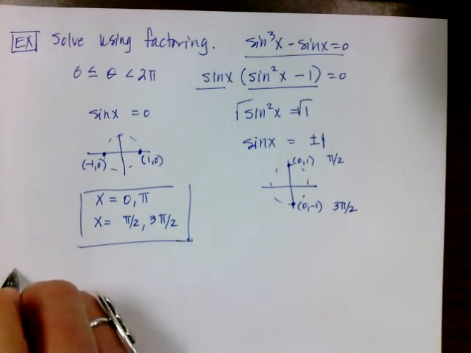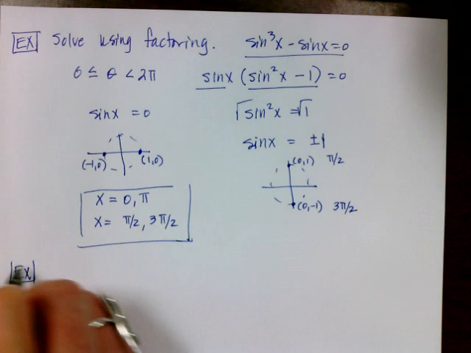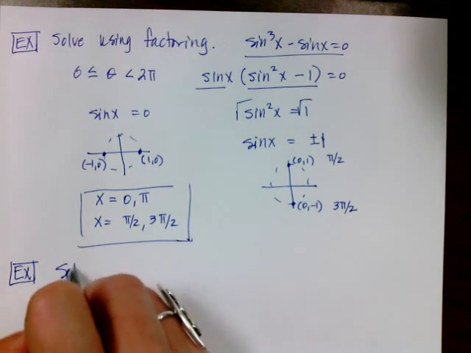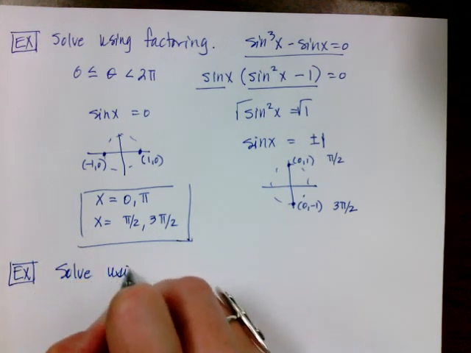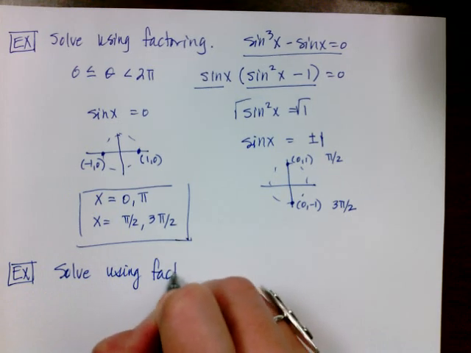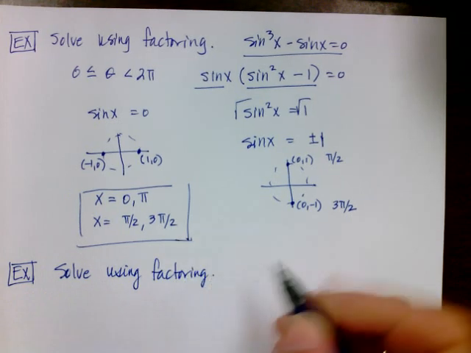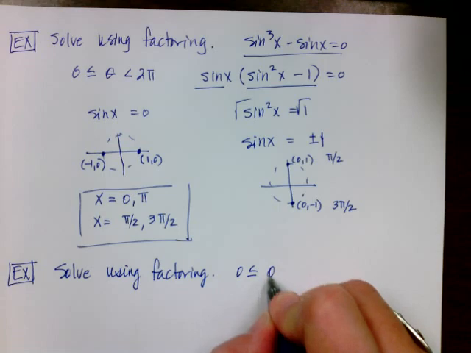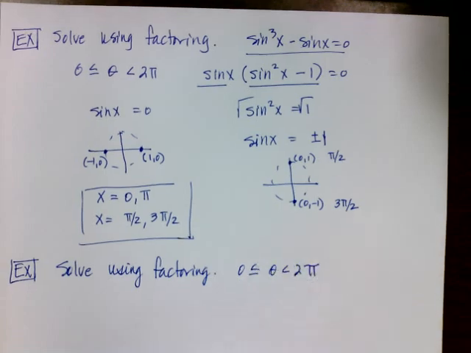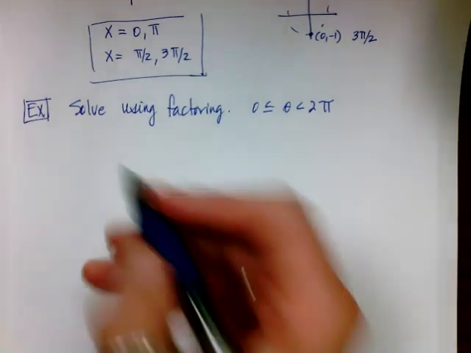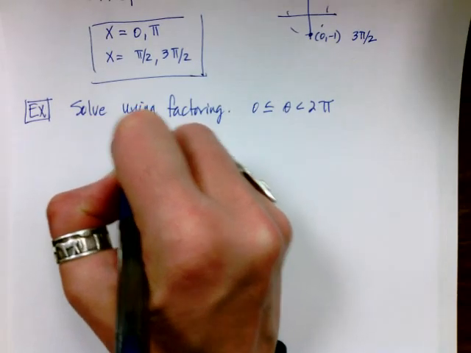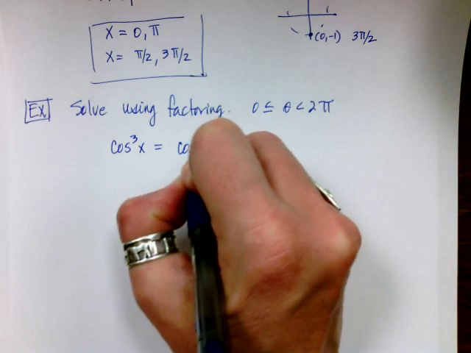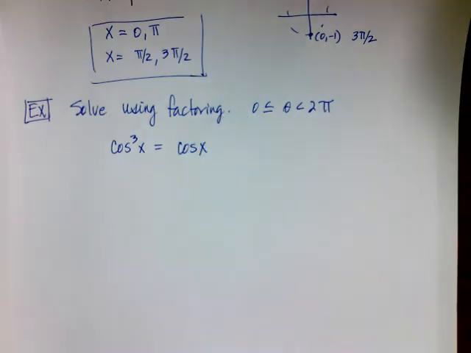All right, last example for real this time. Again, it's going to say solve using factoring. Got to get my grammar in there. And again, I'm going to solve in the interval from 0 to 2 pi. So one complete rotation of the unit circle. Okay. All right, and this one's going to say cosine cubed x is equal to the cosine of x. That's what we're going to start with.